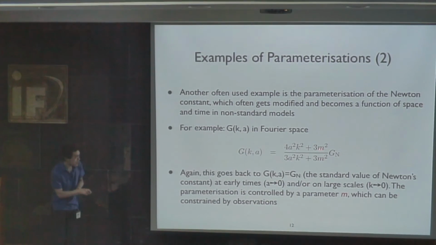It has one parameter M, which is shown in red. And A here is the scale factor and K is the wave number of the length scale that you consider. So you can say that with this parameterization, at very early times when A is close to 0, this factor is 1, so you go back to the standard gravity. But at late times, and especially on small scales where K is big, then you can neglect this term so that this G becomes 1/3 larger than the standard gravity prediction. So this is one possibility.